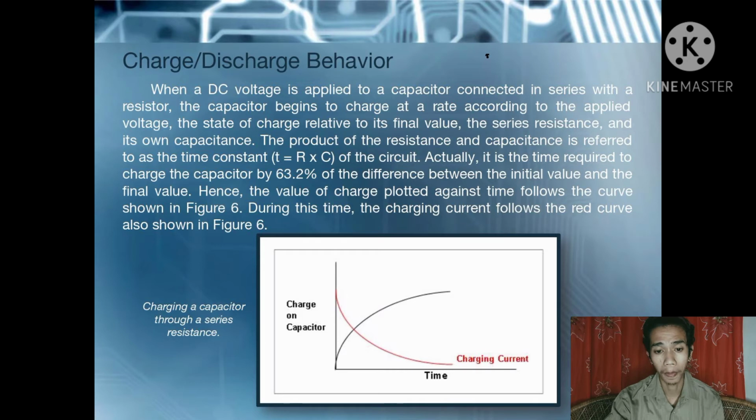Therefore, it is the time required to charge a capacitor by about 63.2%. Hence, the value of charge plotted against time follows the curve shown in the figure. During this time, the charging current follows the red curve also shown in the figure. So this is charging a capacitor through a series resistance, the diagram for the charge and discharge behavior.